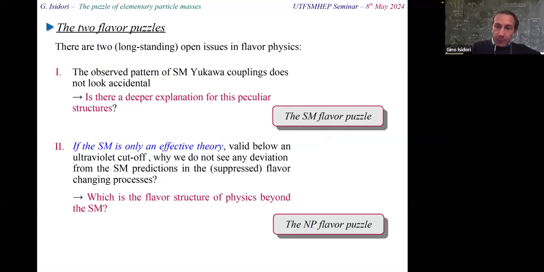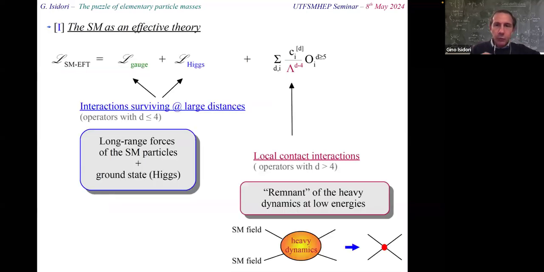But as I said, this is only one part of the problem. The second problem is that if the standard model is only an effective theory, valid below a cutoff, why don't we see anything else besides this peculiar Yukawa coupling? To quantify this problem, the so-called new physics flavor puzzle, we have to be more precise and better introduce the concept of the standard model as an effective theory. So let me open here a bit of a parenthesis. What do we mean technically by the standard model as an effective theory?